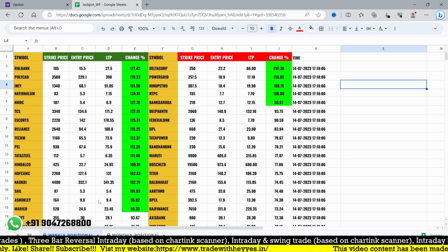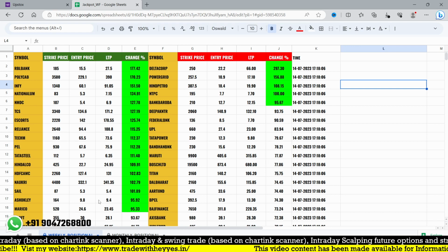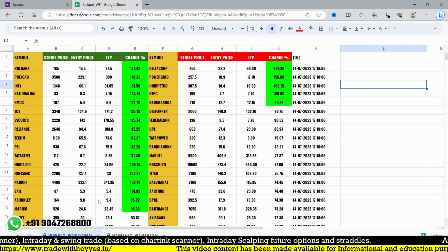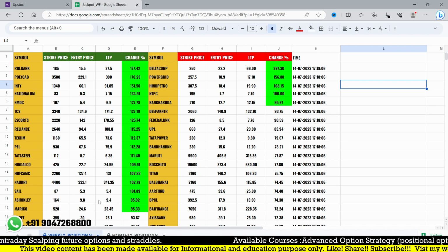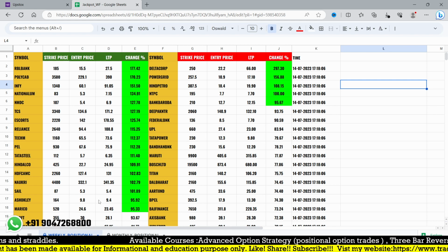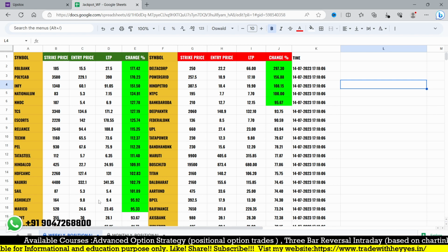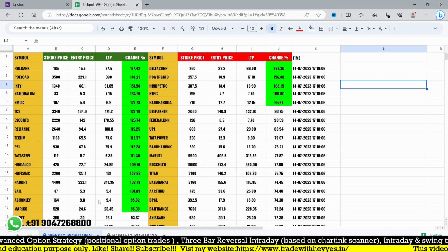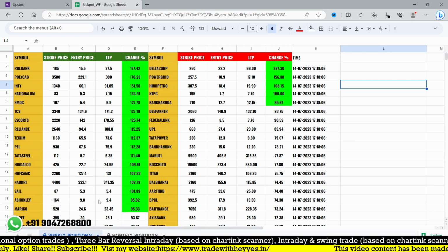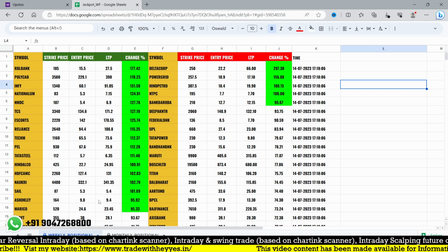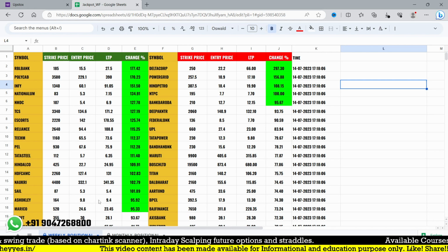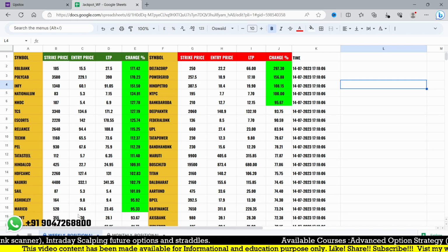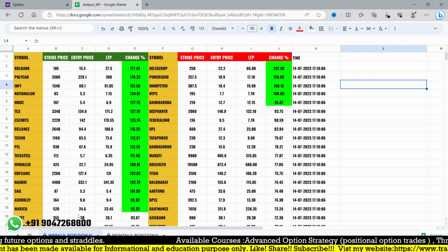Those who are already using the sheet are going to get one more opportunity, an additional testing tool, which I'm going to add to this sheet itself. Maybe next week we can expect that with the help of that sheet, we can find an earlier entry, simply finding trade opportunities even earlier than the normal entry point that we currently follow.